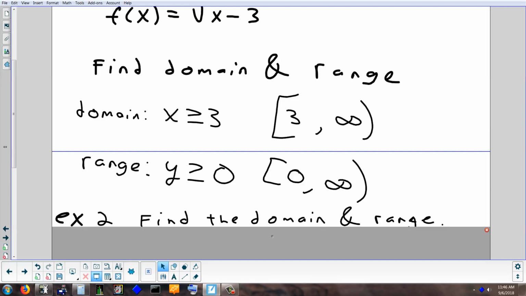Takes a little practice. The range, it's usually very helpful to graph it on the calculator and look at the picture. A lot of times, domain, a little easier to do without a calculator. Because with domain, you just have to avoid the two things I told you.